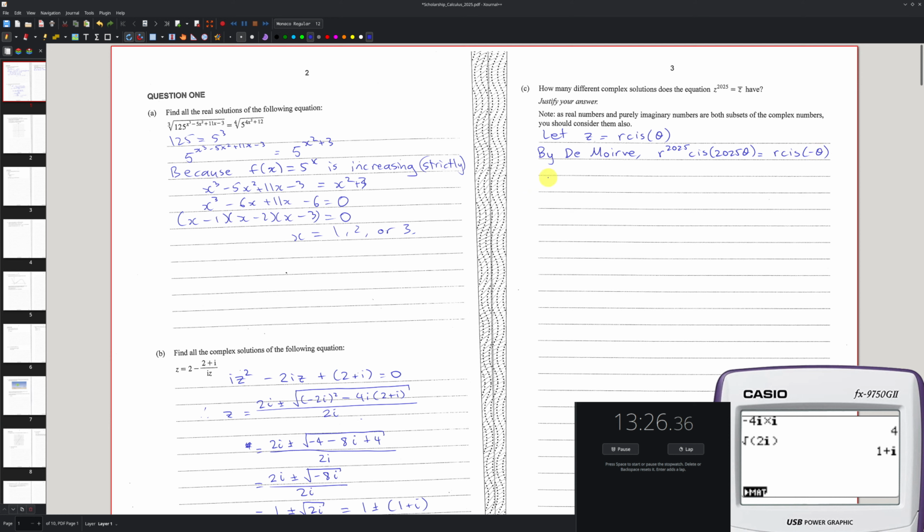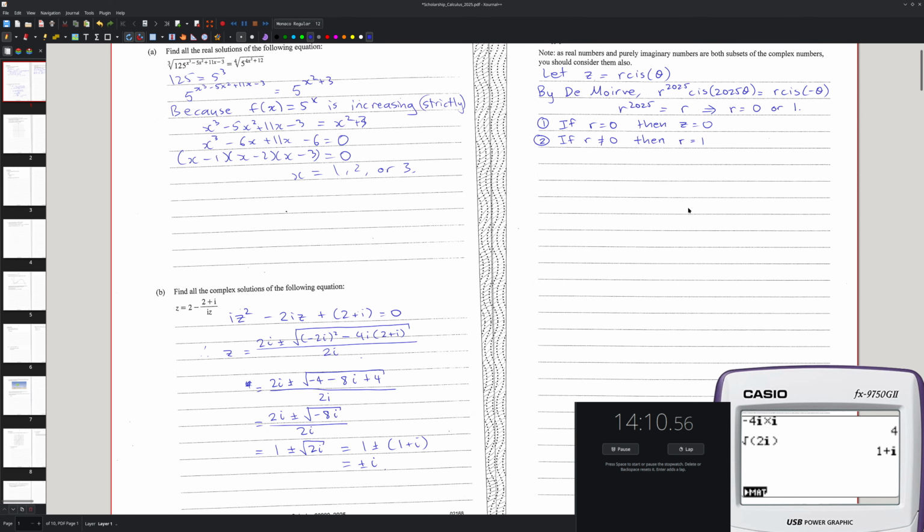So if r is not equal to 0, then r to the 2025. Well, no, this also applies if r is equal to 0, I guess. So r to the 2025 is equal to r. Therefore, r is equal to 0 or 1. Right? Because r is real, right? So case 1, if r equals 0, then obviously z equals 0, right? So let's consider the case. So if r is not equal to 0, then r equals 1.